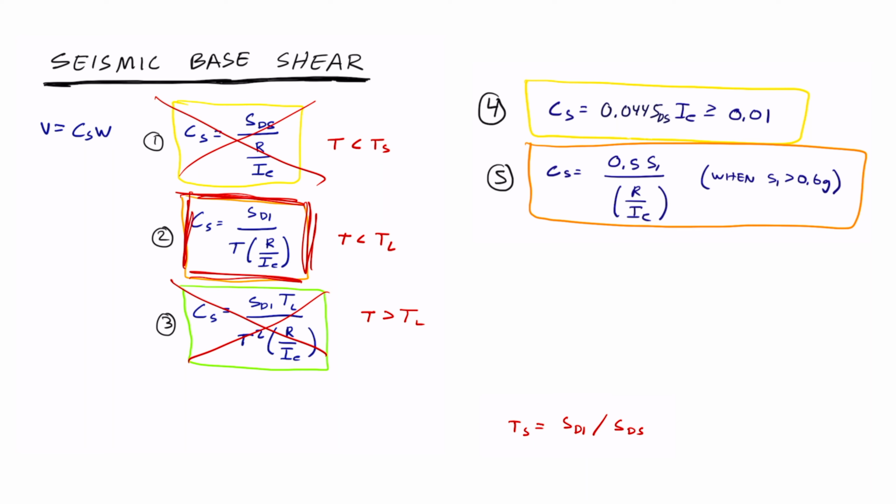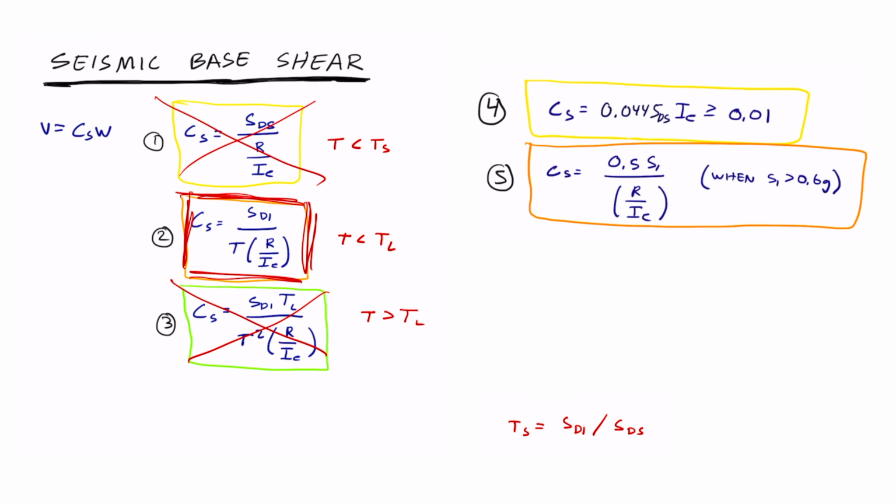Let's do a quick overview of the procedure just so we can really solidify it in our minds. Basically, start with the seismic base shear equation, V equals CS times W. Find the seismic weight of the building. It's probably given, or you might have to find it. Then you have to find the CS value, and there are the 5 equations for CS. Basically, you'll choose which one you want to use by analyzing the T, or the natural period of the building. And remember, you can find TS by doing SD1 divided by SDS.